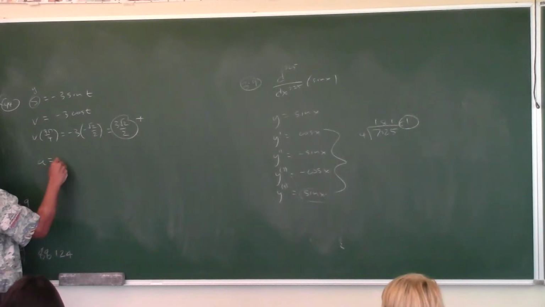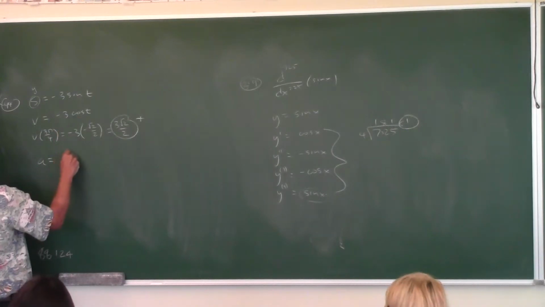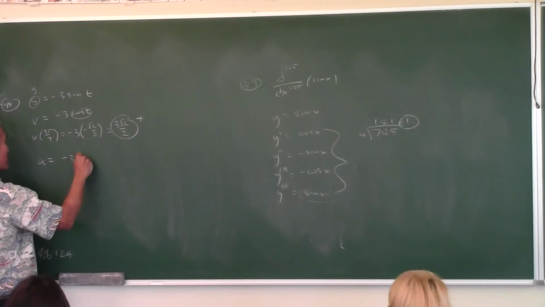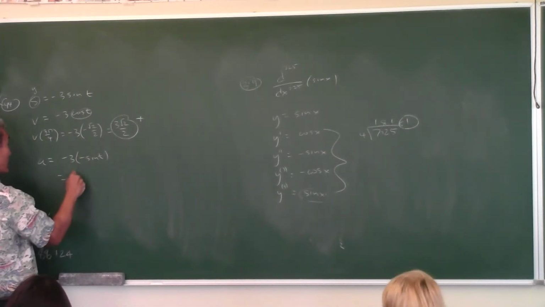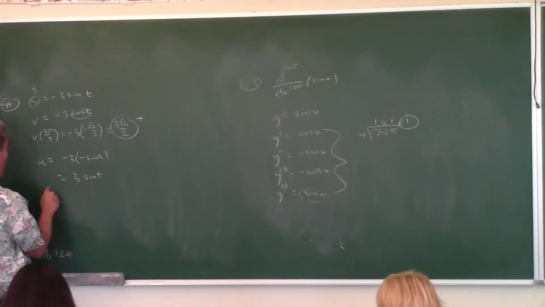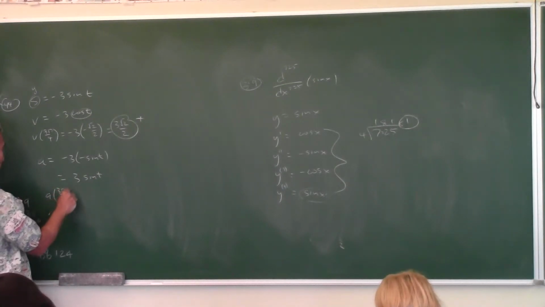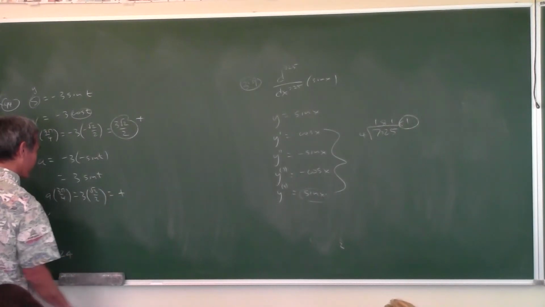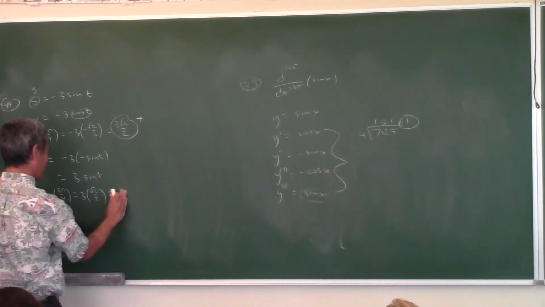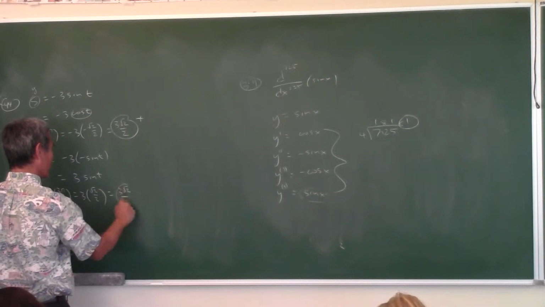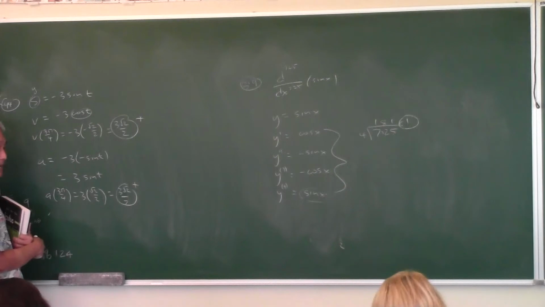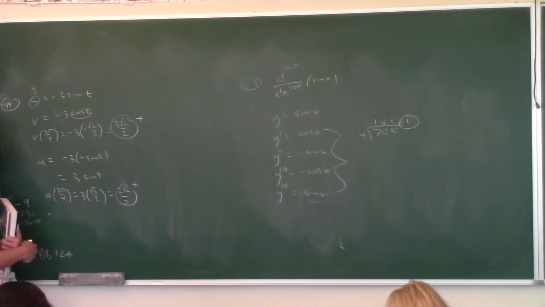So you would have to do the acceleration, which is negative 3 times the derivative of that, which is negative sine t. I'll just write it out, and so you get positive 3 sine t. So at 3 pi over 4, you get 3 times root 2 over 2, which is positive. So if the velocity and acceleration have the same sign, speeding up. That would be on the test.